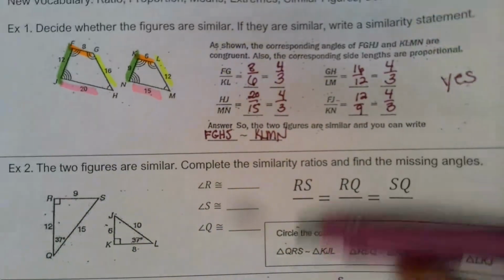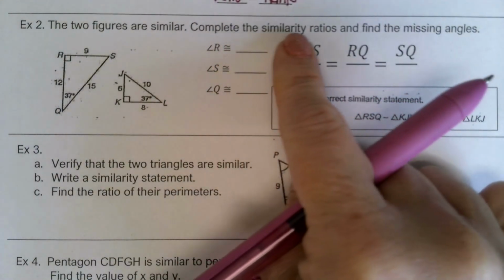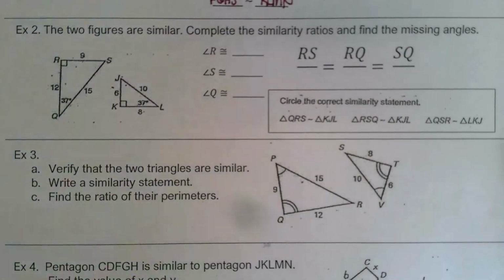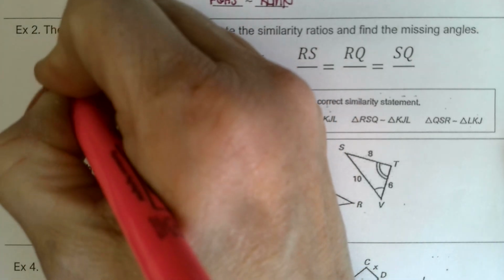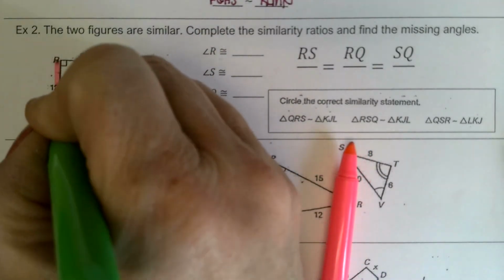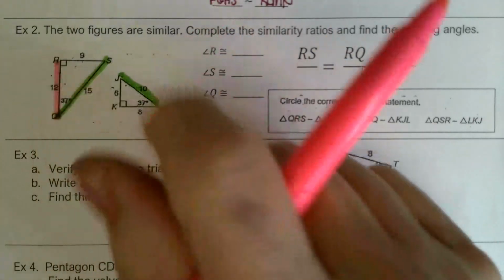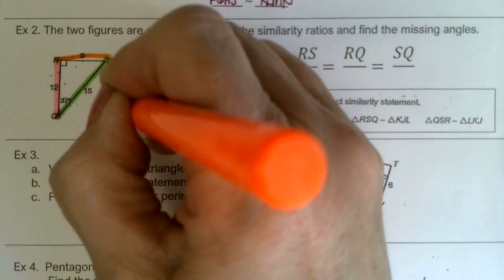Okay, next example. The two figures are similar, so they tell us it's similar. Complete the similarity ratios and find the missing angles. So angle R, first of all, let's match up things. I know that RQ is 12. Well, I know the hypotenuse goes with the hypotenuse. We can get that right away. Okay. And then RQ is with the 37 and the right angle, and the 37 and the right angle is down here. So you can see how that figure is rotated. You have to be really careful. And then those go together.